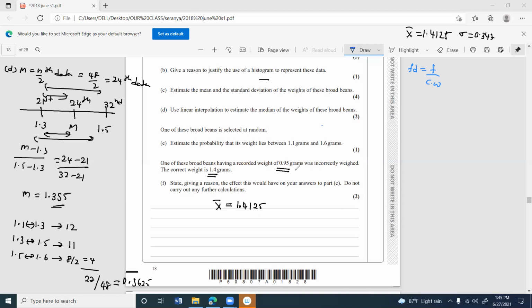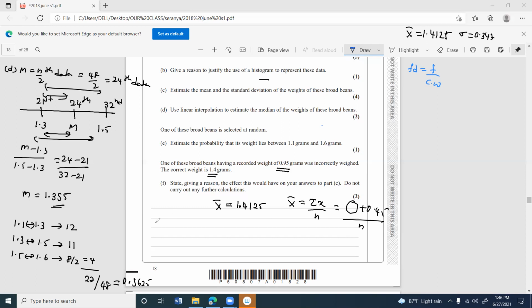Therefore, when you remove the 0.95 and add 1.4, what is the X bar solution, the summation of X divided by N? For the summation of X, 0.95 is removed and 1.4 added, which means another 0.45 was added. N is the same. Therefore, you can understand that the total would be higher. As a result, what happened to the mean? The mean would be a higher value.